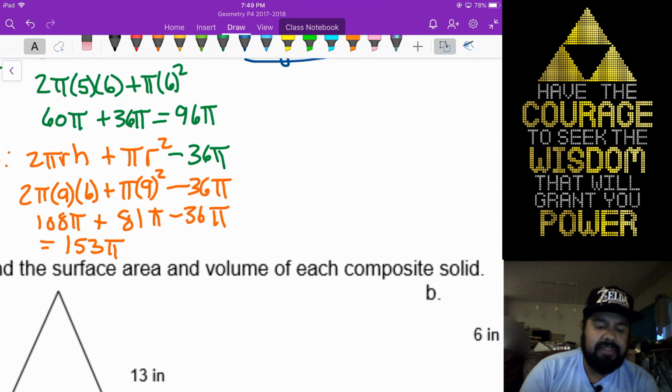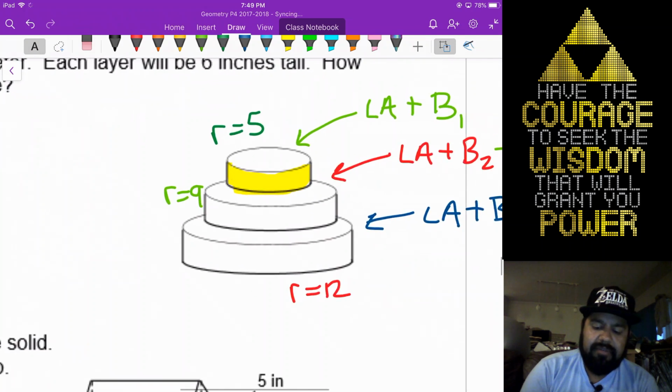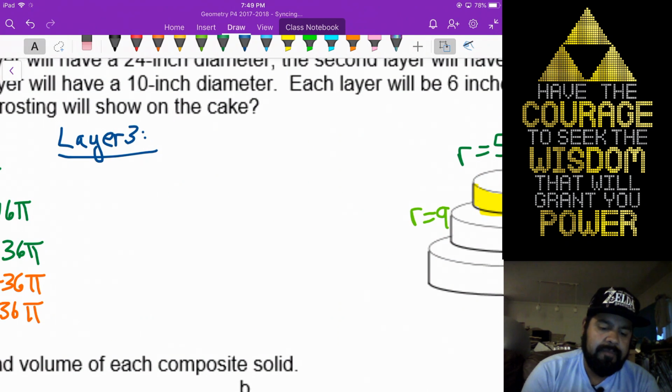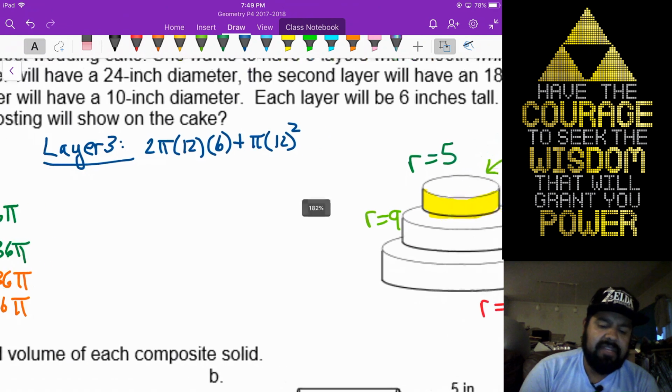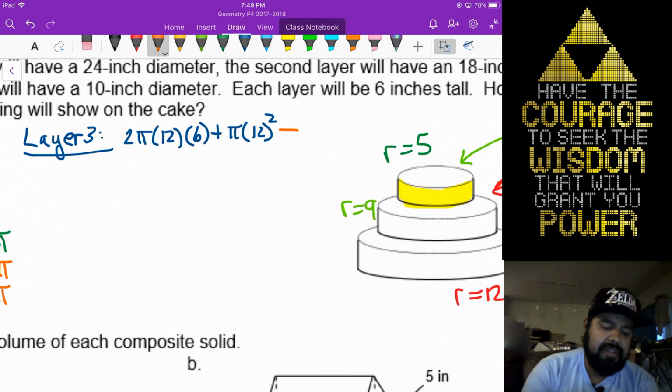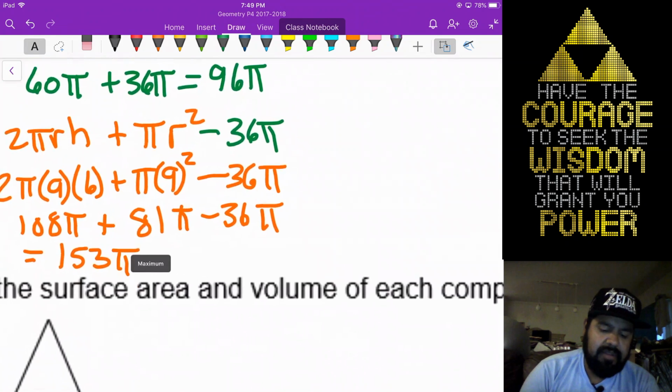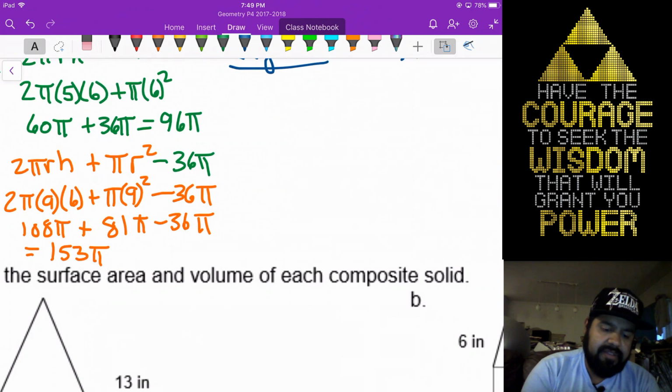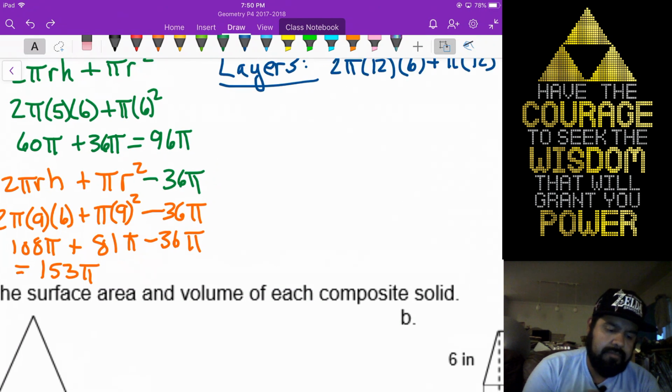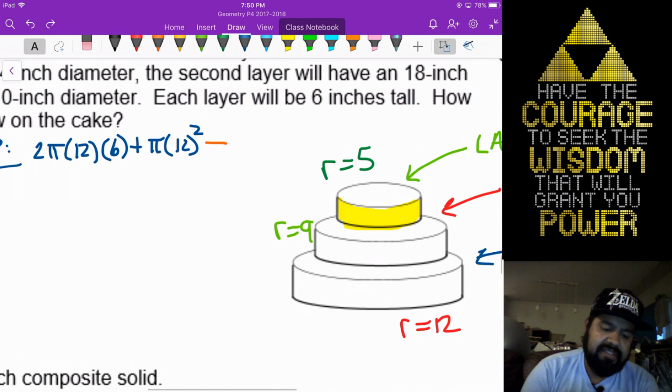Thank you, Isaac. 153 pi. So now layer 3 is going to have a radius of 12. So that's going to be 2 pi 12 times 6 plus pi times 12 squared. And then we're going to subtract from that answer the area of the previous base. So that base would be this 81. So minus 81 pi.